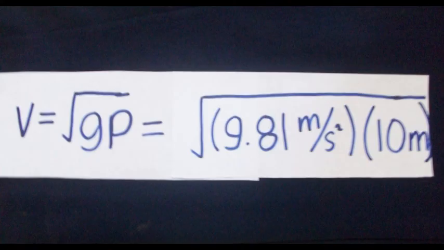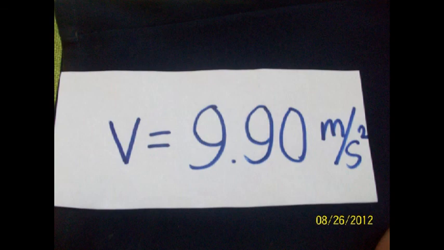And in our problem, the value of our rho is equal to 10 meters. So we could substitute rho, and our g, as we all know, is equal to 9.81 meters per second squared. So the value of our v at point A is now 9.90 meters per second.